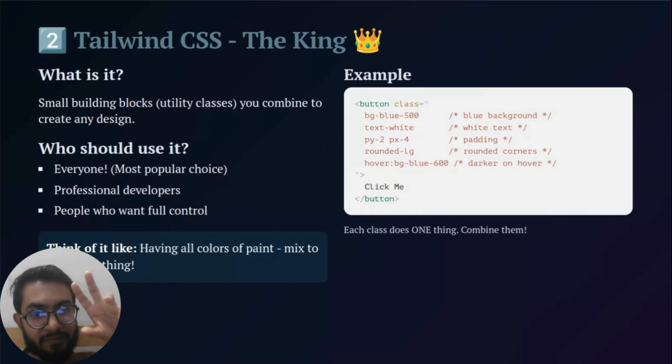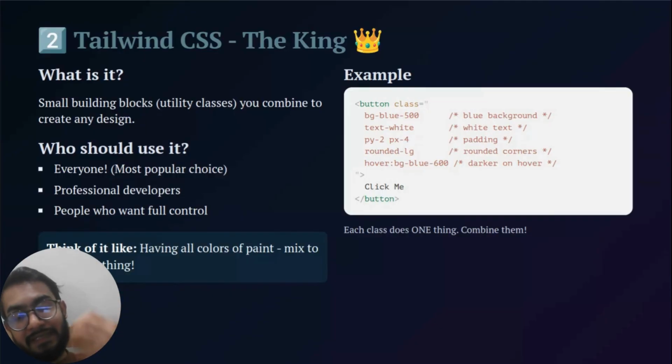So it's kind of a mix of paint colors, or a mix of utility classes, ready-made utility classes that you can use easily in your HTML, instead of writing CSS from scratch. It's already built in and provided by Tailwind CSS. Each class does one thing, so when you combine them, it turns into a beautiful button.